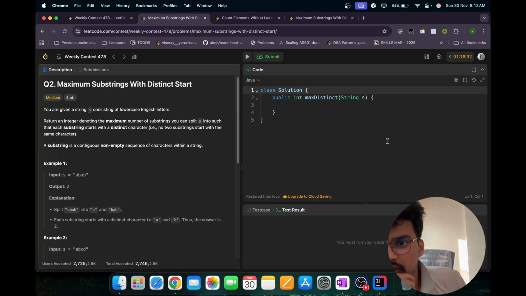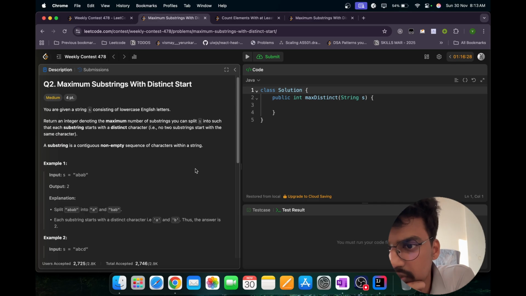Okay, maximum substrings with distinct start. You are given a string s consisting of lowercase English letters. Return an integer denoting the maximum number of substrings you can split s into such that each substring starts with a distinct character.